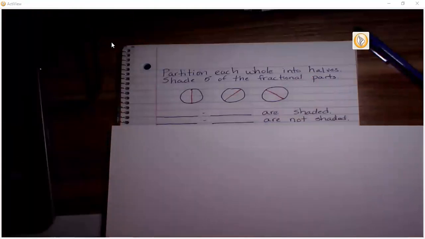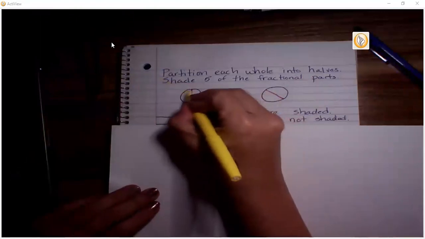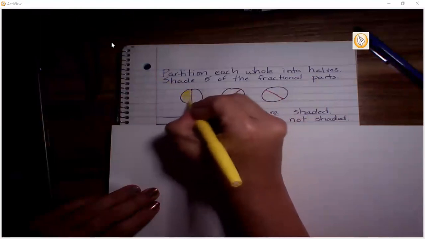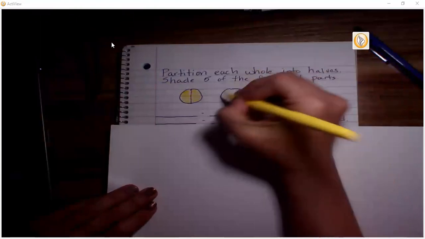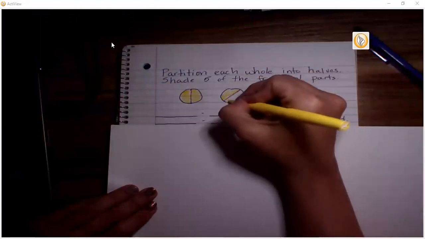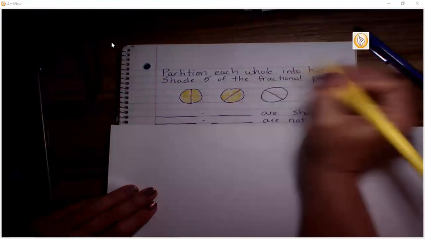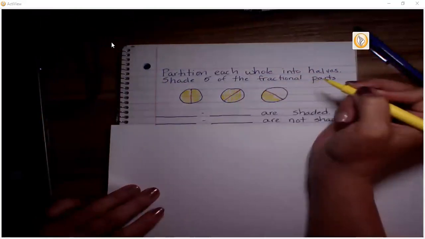And then it says to shade 5 of the fractional parts. So we're going to color in 5 pieces. 1, 2, 3, 4, 5. Remember, it's always a great idea to work along with me because this is going to help you with that assignment.